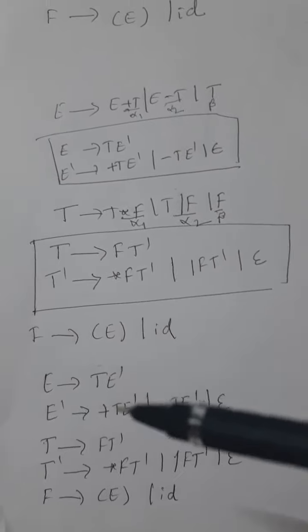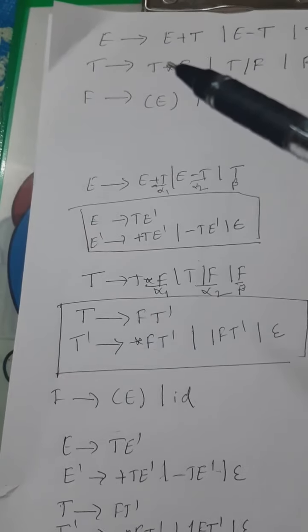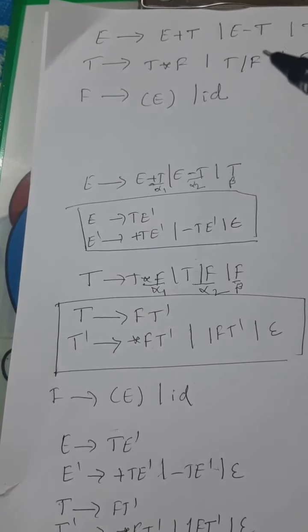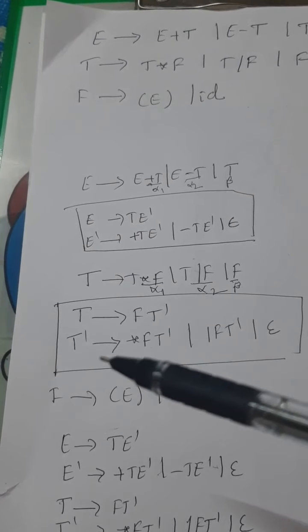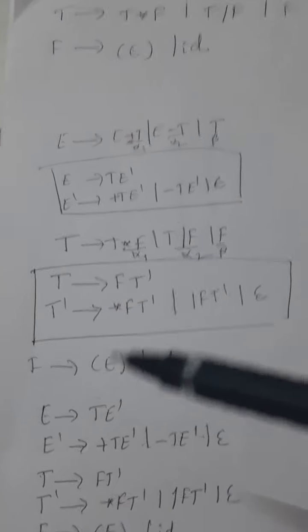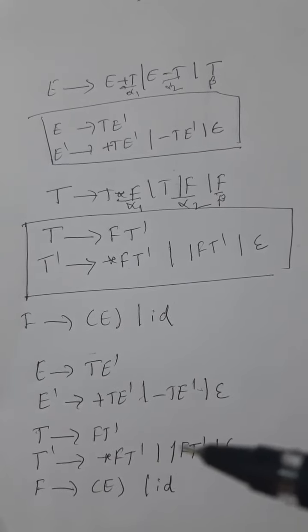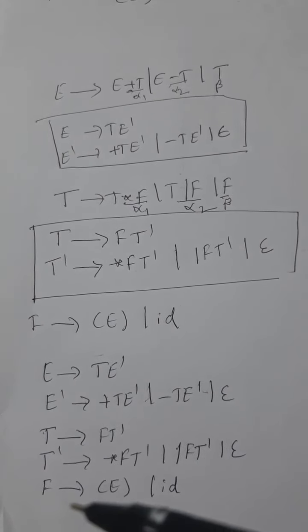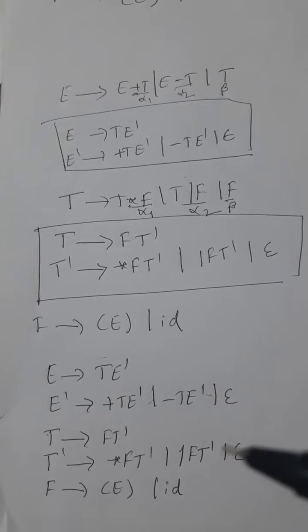So I will rewrite the grammar. In place of the E production, I will write these two productions. In place of the T production, I will write these two productions, and the F production is written as it is. So at the end, after removing the left recursion, these are the grammar productions that I get.